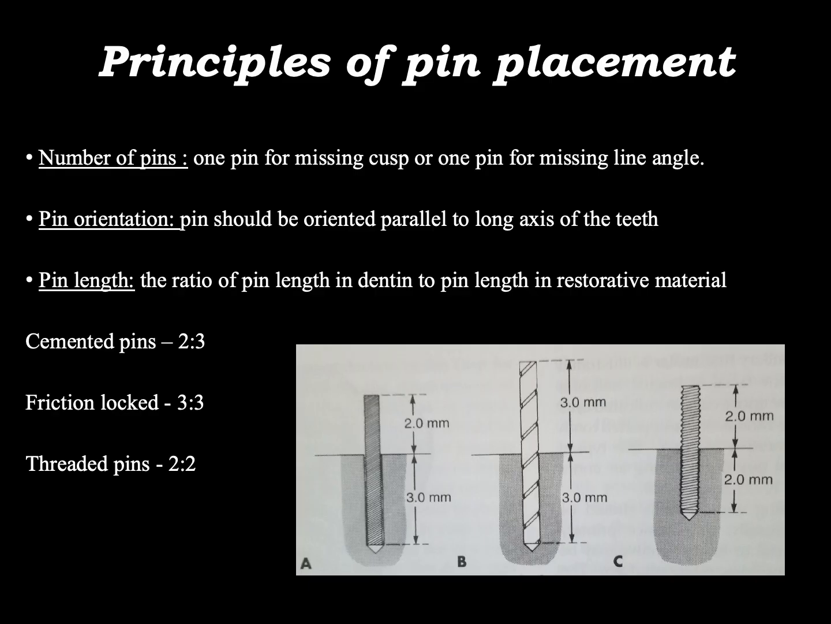The basic principles of pin placement: the number of pins, for example, one pin for each missing cusp or one pin for each missing line angle, should be placed. The pin orientation should be along the long axis of the tooth. The pin ratio, that is the ratio of pin length in the dentine to pin length in the restorative material, is as follows. For cemented pin, it is in the ratio of 2:3. Frictional lock pin, it is in the ratio of 3:3. For threaded pin, it's in the ratio of 2:2.